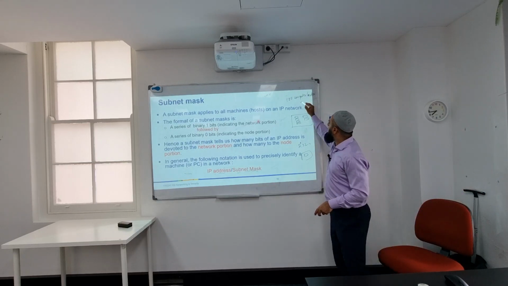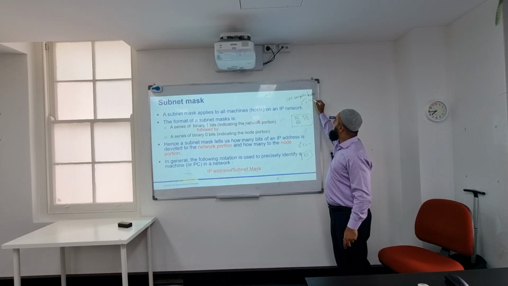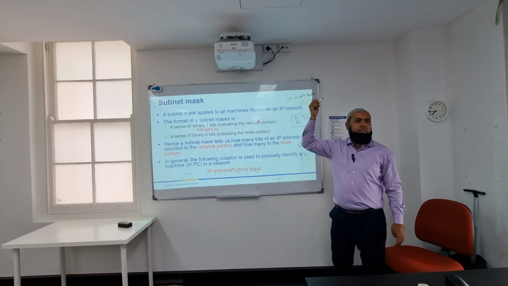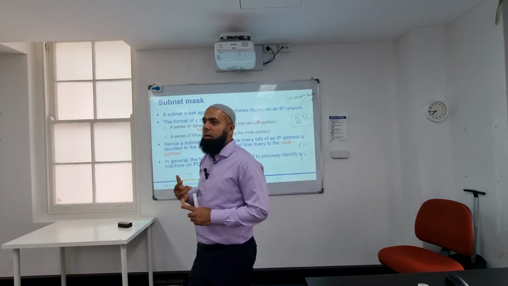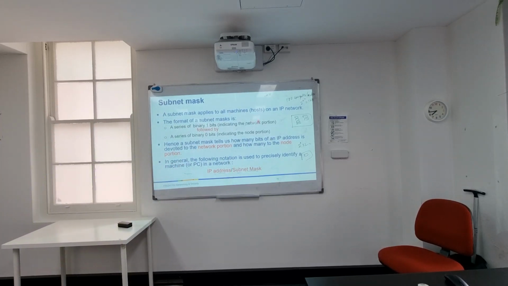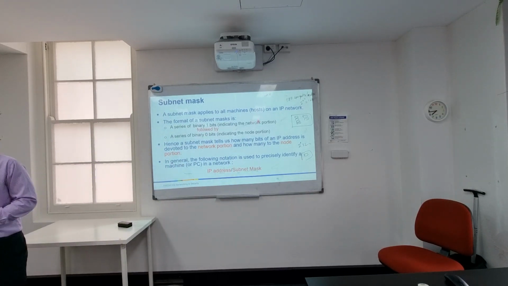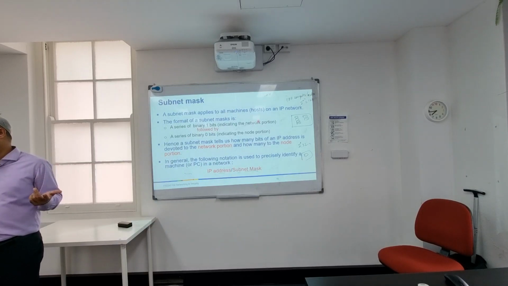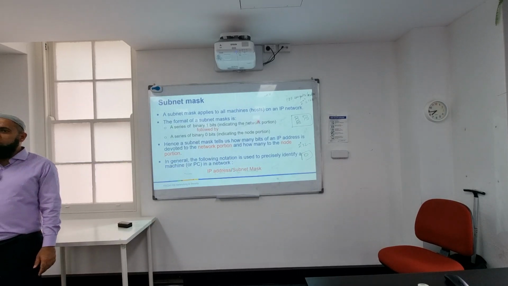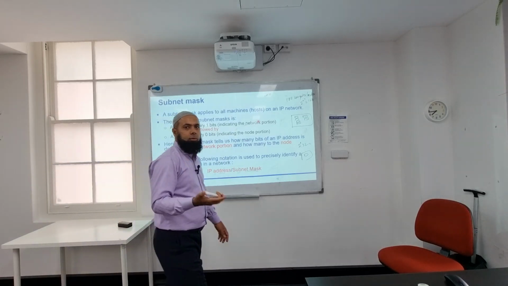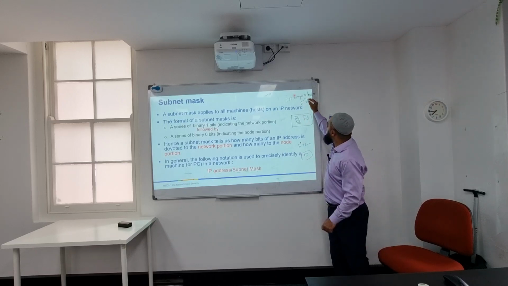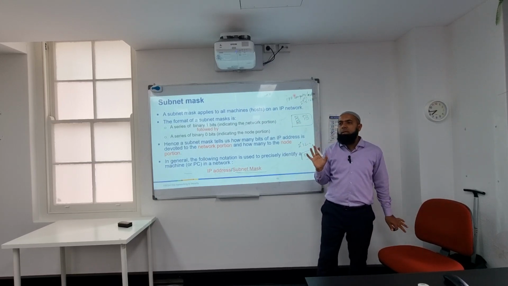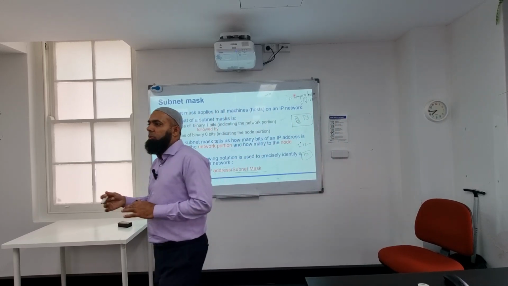2 power 7 is what? 128. And what about 2 power 6? 64. It means that with 2 power 6 I'm not able to use all those numbers, so I need 2 power 7 minimum. So I need 2 power 7, which gives 128 computers I can assign. It means only 7 bits of this subnet mask are enough for me to manage my whole network. I don't need more than that.